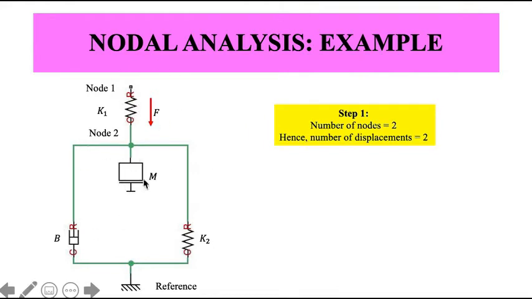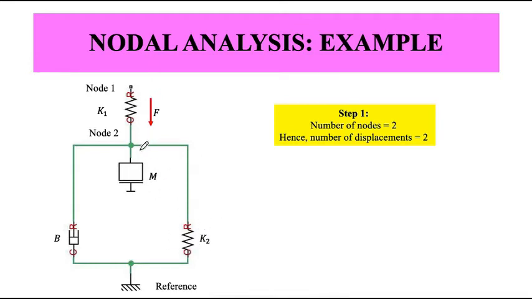Okay, I have a mass element, I have a damper or dashpot, and this is my reference node with some external force over here. So step 1 is to identify the number of nodes, and these are usually identified by the number of displacements. I will have one corresponding to this one here and another corresponding to this one here. So these are two nodes, right?